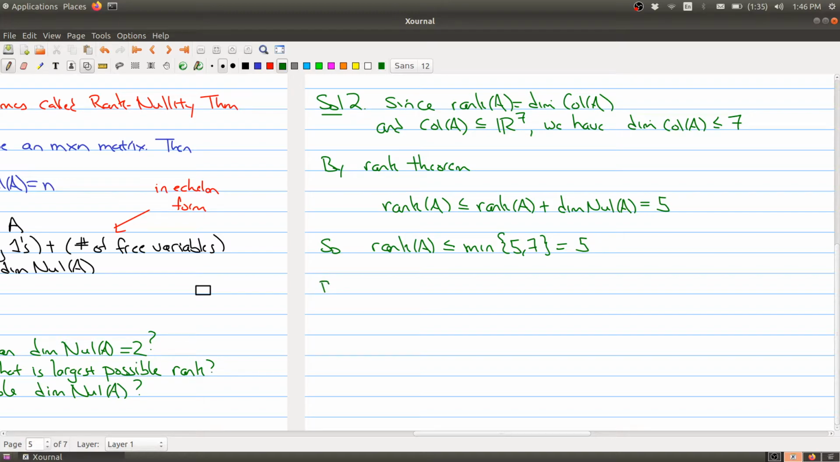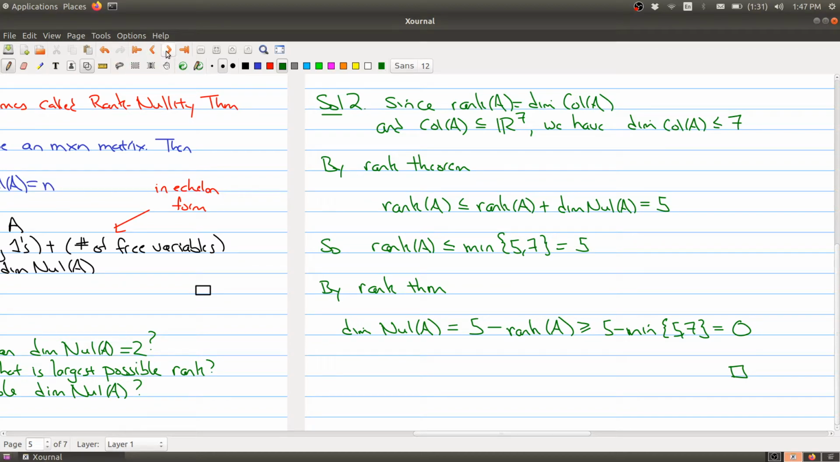And what about the null space? By the rank theorem again, we do something similar. The dimension of the null space of A is equal to 5 minus the rank of A, and this is going to be greater than or equal to 5 minus the minimum of 5 and 7, which is 0. So the smallest the null space can be, for this particular example, is 0.